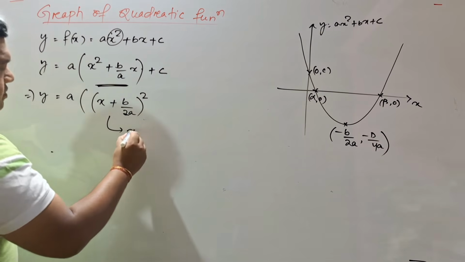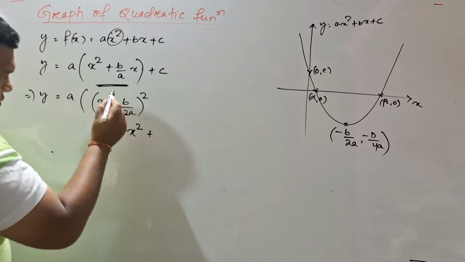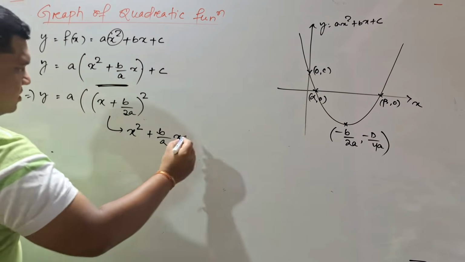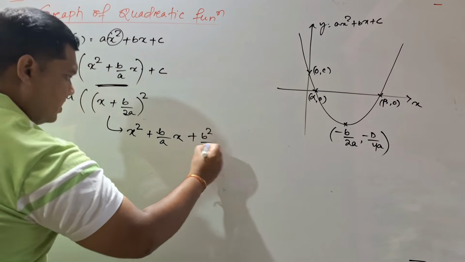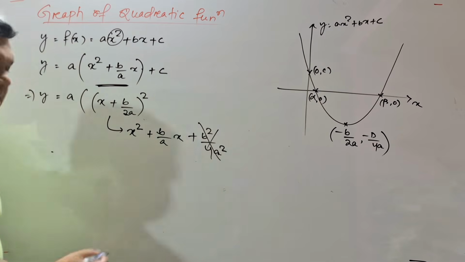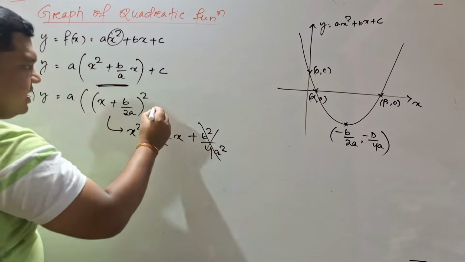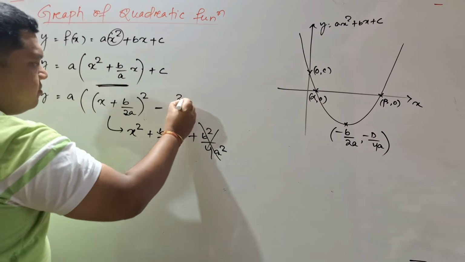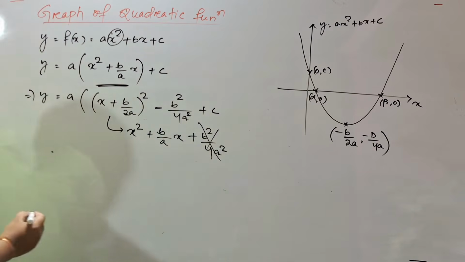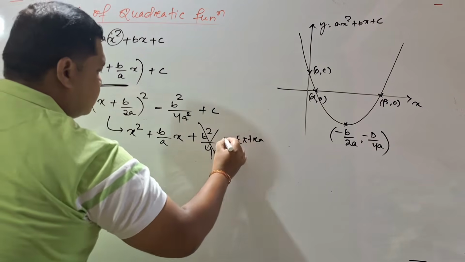Why? If I expand this one, this is perfect square form. If I expand this one, I will get x square plus 2 into b by 2a, 2 get cancelled. So b by ax, which is present here, and some extra term is b square divided by 4a square. To eliminate this, this is the extra term, this is not present here. To eliminate this, I add minus b square divided by 4a square, and plus c by a is there.